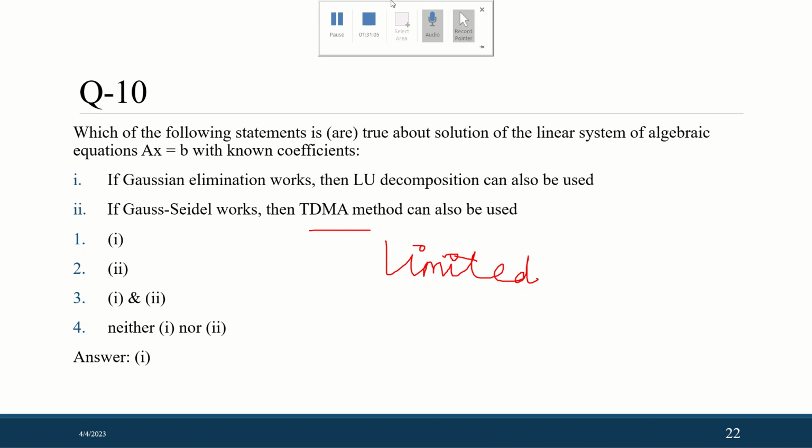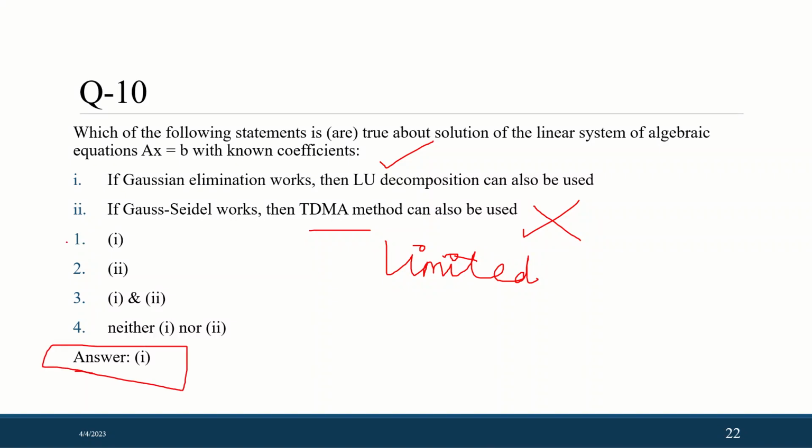If Gauss-Seidel is working, we cannot assume the tridiagonal matrix algorithm will also work, because it works only for certain cases, whereas Gauss-Seidel can be used for any structure, with certain other conditions that are common for both. So if Gauss-Seidel works, it does not mean that the tridiagonal matrix algorithm should also work. So the answer to this problem is: if Gauss elimination works, LU decomposition can be used. But if Gauss-Seidel works, it does not require the TDMA to work. So the answer to this problem is option 1, that is only statement 1 is right.